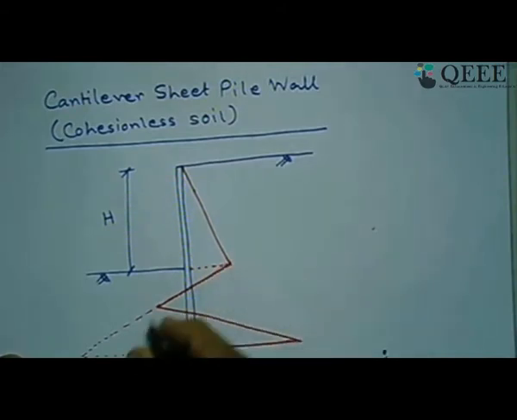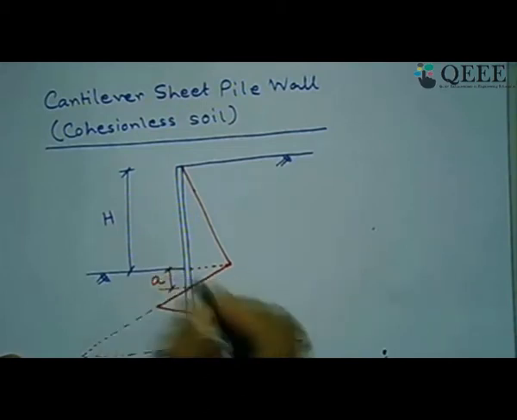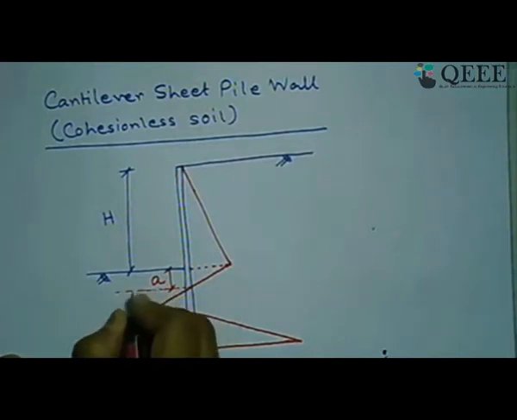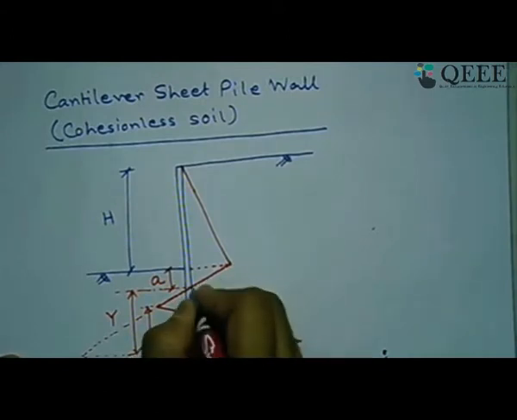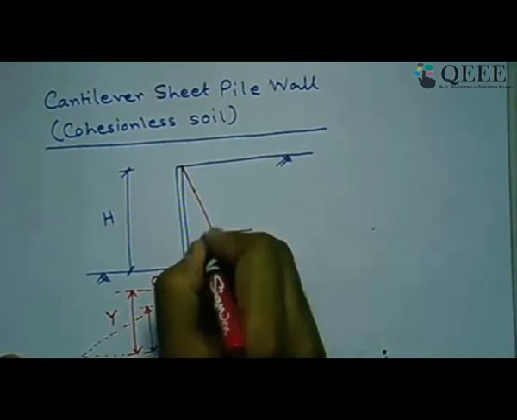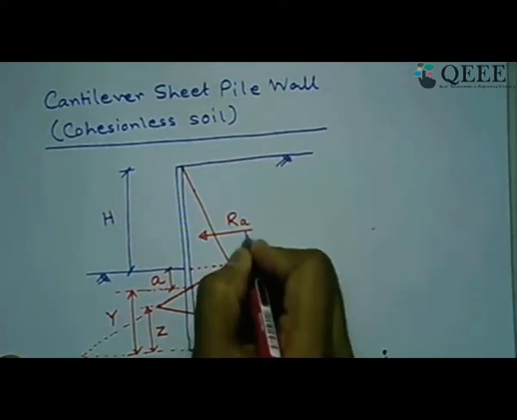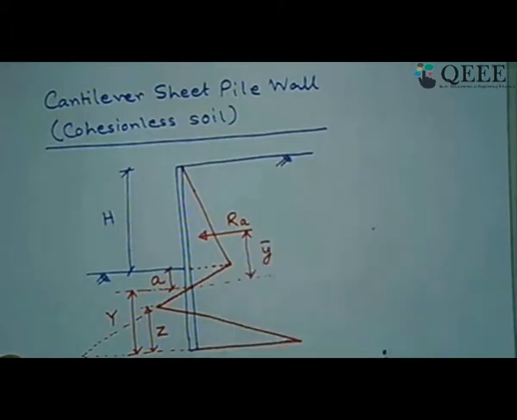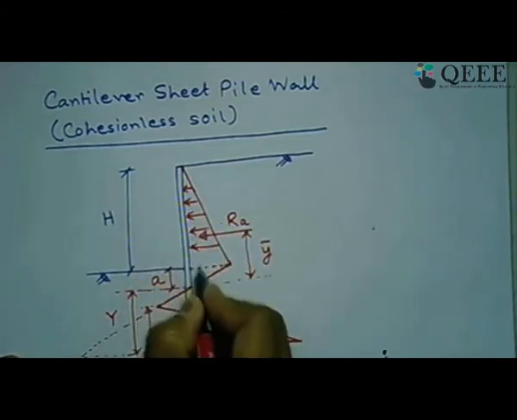Now in this net earth pressure diagram, there are a few salient points. This distance, let us say distance A, and from here to here, let us say this is the distance capital Y, and from here to here, let us say this distance is Z, and from this point to the point of application of this active earth pressure, let us say this is at a distance of Y bar. Is this clear? So essentially we have this net pressure diagram. If I try to draw it in this fashion, it is acting like this.